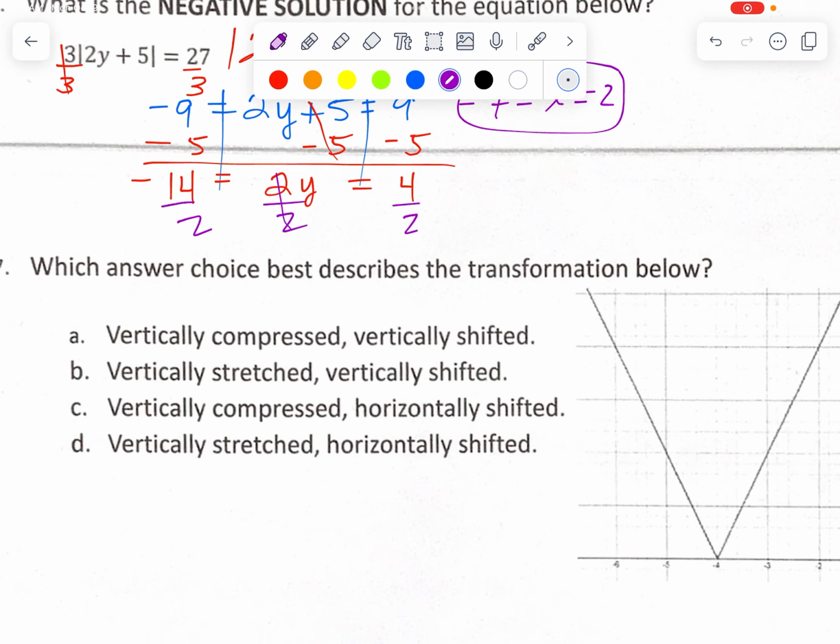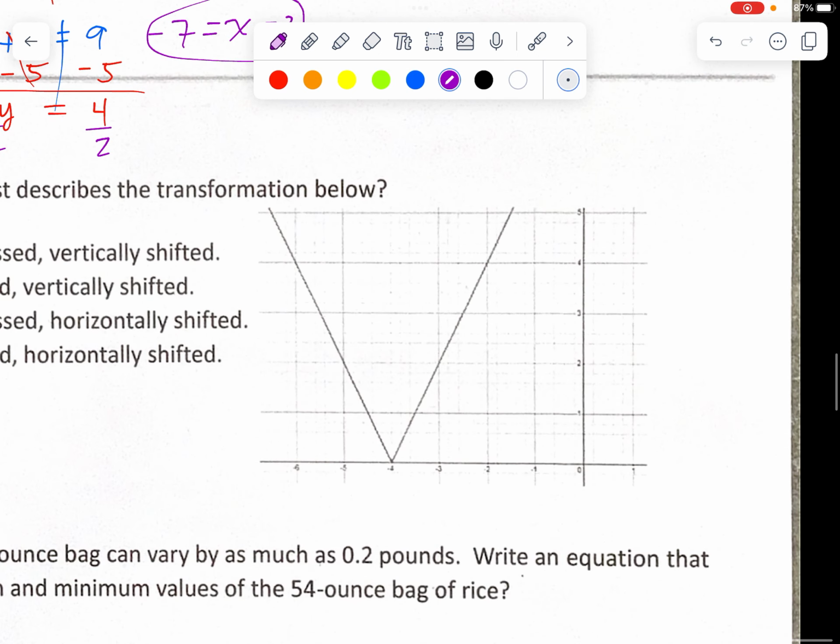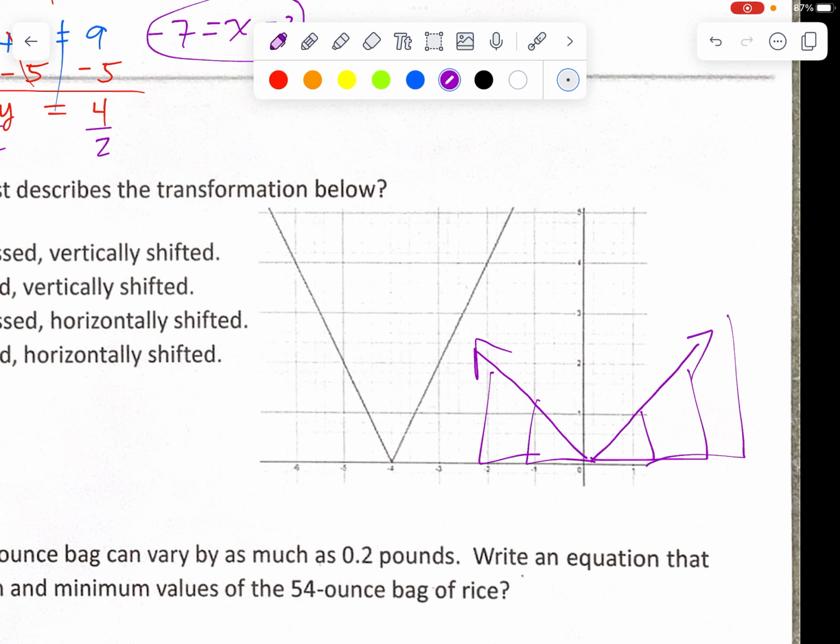All right. Which describes the transformation below? Well, I'll tell you this. When you plot your parent function for the absolute value, it is over 1 up 1, over 2 up 2, over 3 up 3. This one is not over 1 up 1, over 2 up 2. This one is over 1 up 2 immediately. That tells me it's stretched.